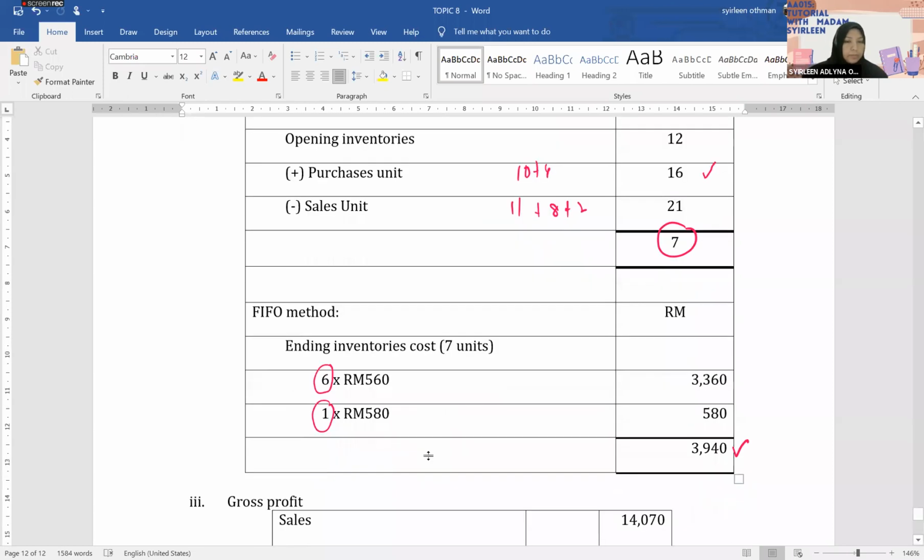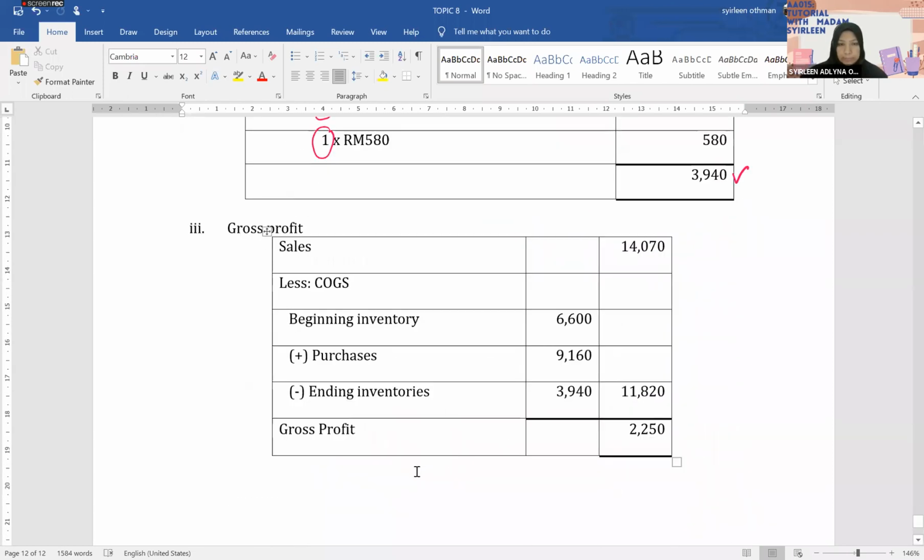Okay, so gross. Saya buat table. Tapi you boleh buat macam biasa, tak ada masalah. So your gross profit, okay, will be sales minus COGS lah. Alright. Okay. Cuma sekarang ni sebab kita tak ada pengiraan dari awal. So kita kena kira satu-satu. Okay. So sebab tu madam buat table lebih senang.